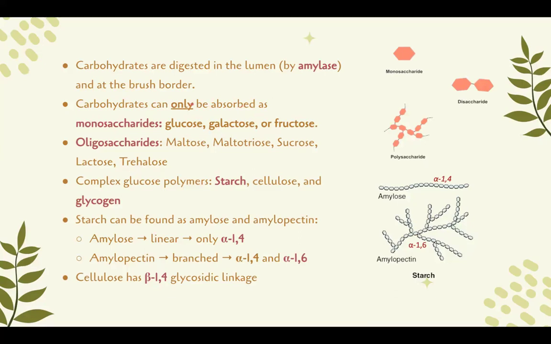Now, another important thing is that carbohydrates can only be absorbed as monosaccharides. So when you're digesting carbohydrates, you need them to become monosaccharides at the end so that you can actually absorb them and take them in. Okay? Carbohydrates, as we said, are digested in the lumen and at the brush border, but not inside the enterocytes. Okay?